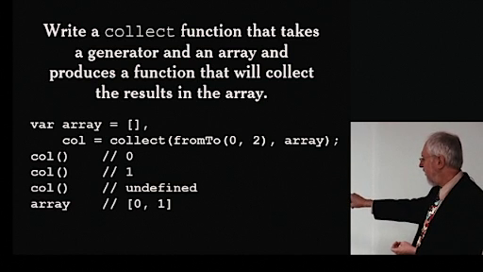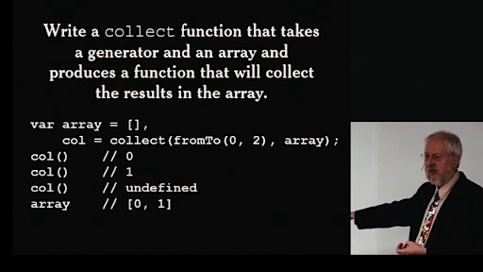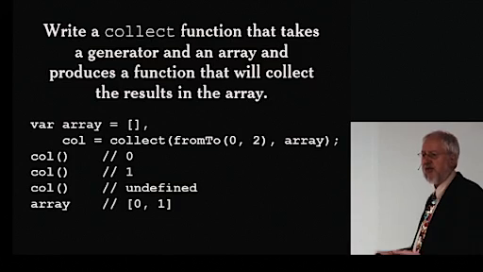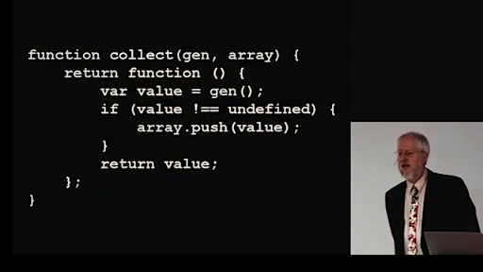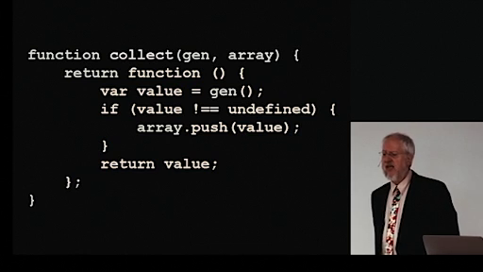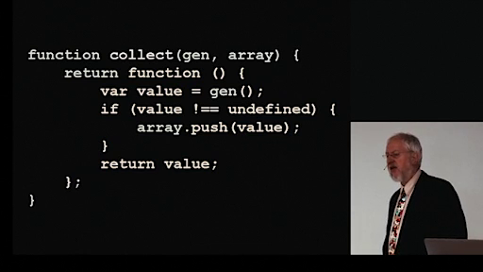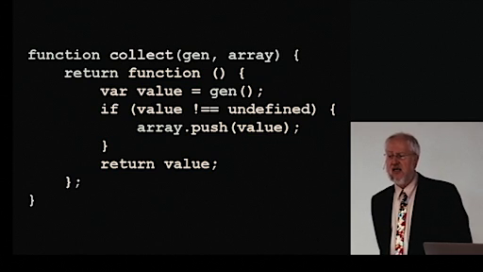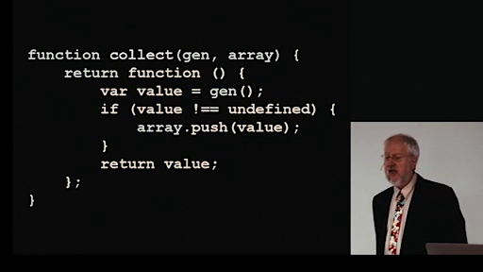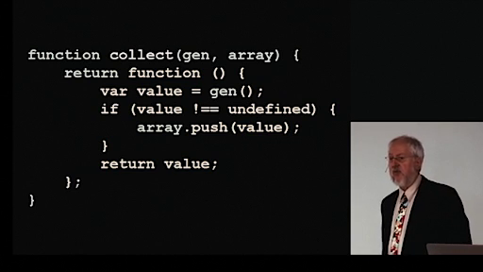So we can call that generator a few times, and then we can look at what's in the array, and it will have captured those values. So here is collect. Collect takes a generator and an array. It returns a function that gets the next value from the generator. If the value is not undefined, it pushes it onto the end of the array. In either case, it will return the value.